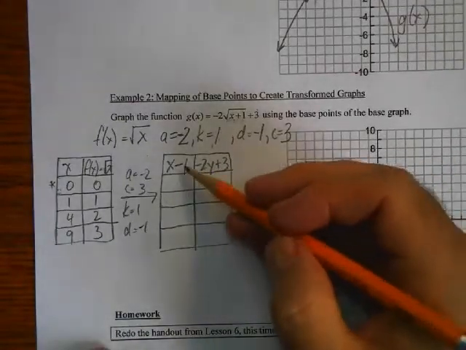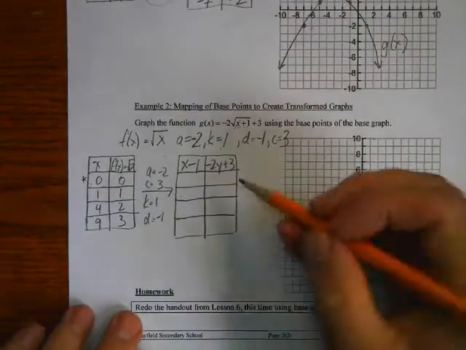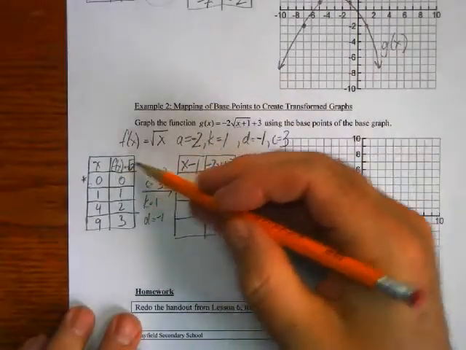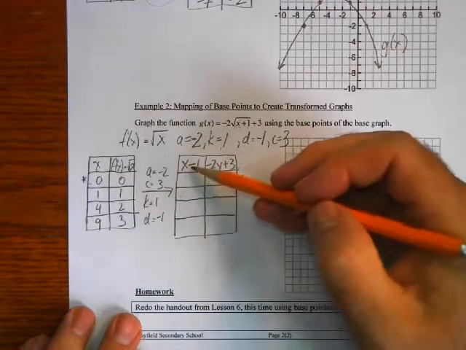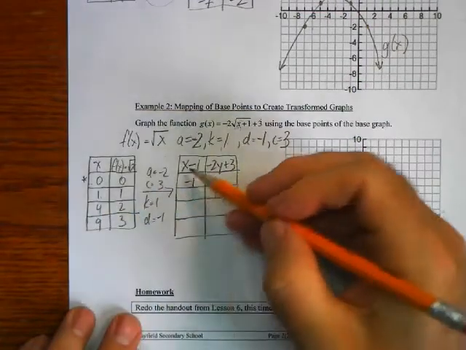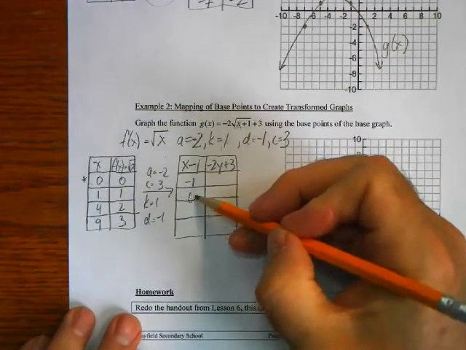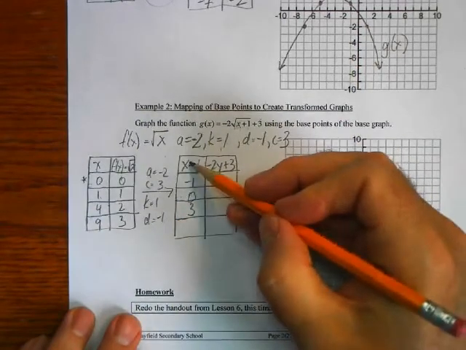Okay, so now it's just a matter of taking our original values and applying the transformation formula that's given here. So we take our original x value. So x equals 0. 0 minus 1 would be -1. When x is 1, that's a 0. When x is 4, that's a 3. When x is 9, that's an 8.